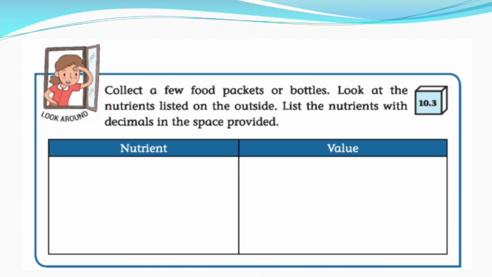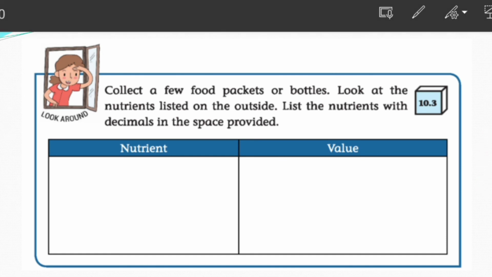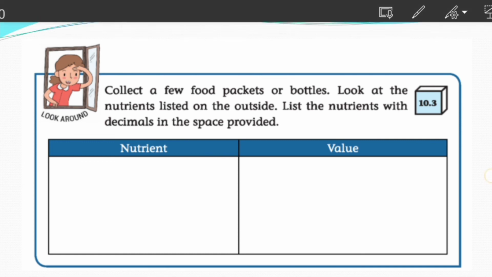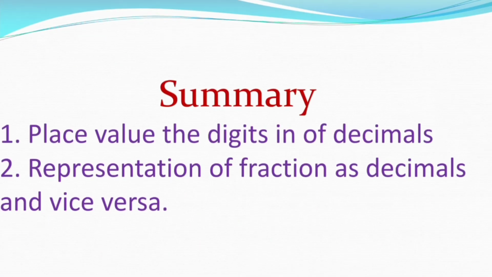Follow-up work. Collect a few food packets or bottles. Look at the nutritions listed on the outside. List the nutritions with decimals in the space provided. Summary of the session. Number 1, place value of the digits in decimals. Number 2, representation of fractions as decimals and vice versa.